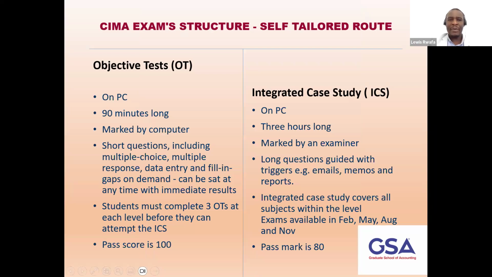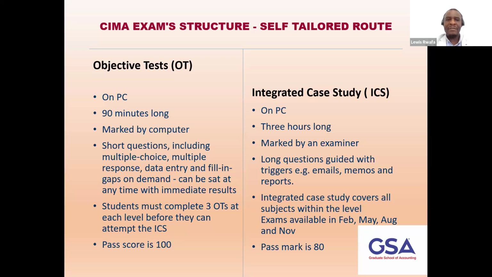If you are preparing for the objective test exams, you are going to write it on the PC. So they are all computer-based. You are going to get 60 questions that you have to do in 90 minutes. They are marked by the computer. So you get your results immediately after clicking the end button. It prints your result score.